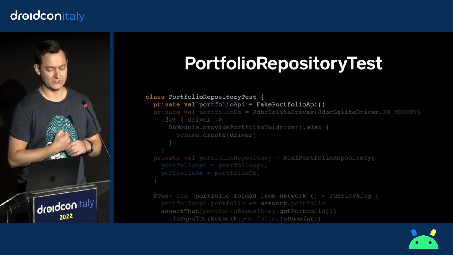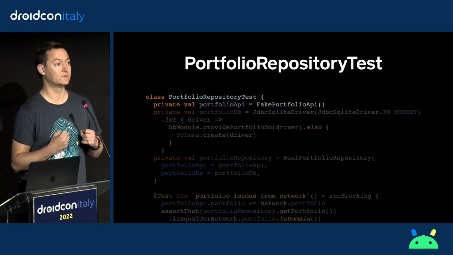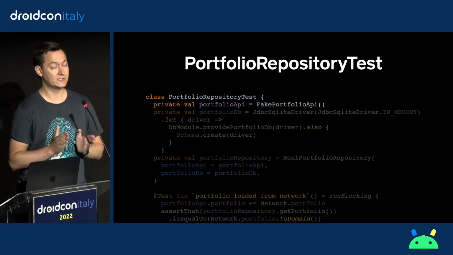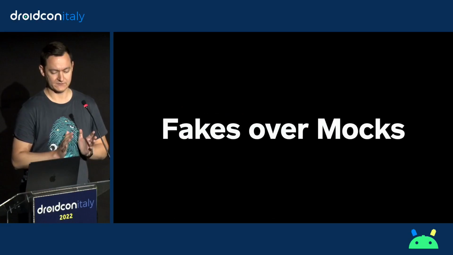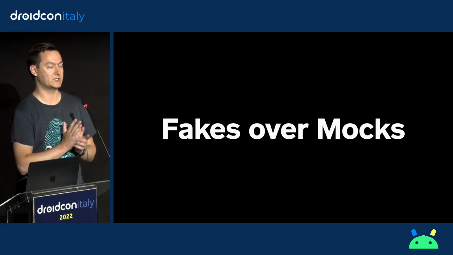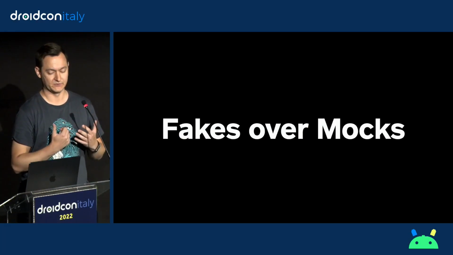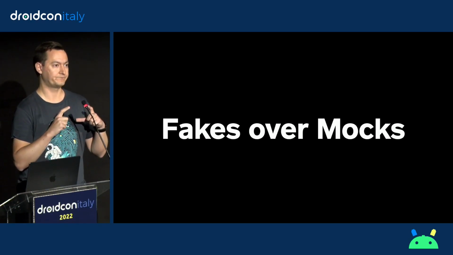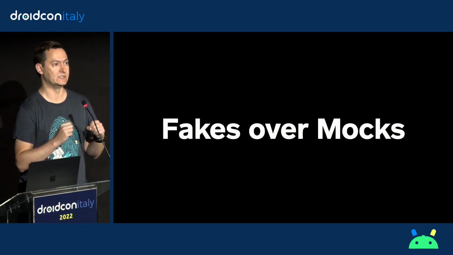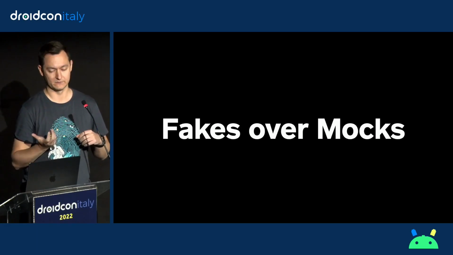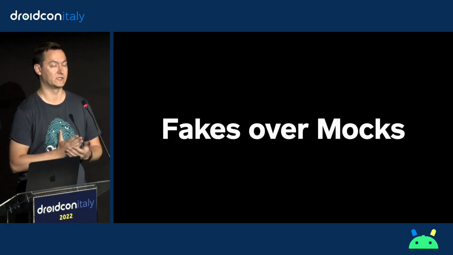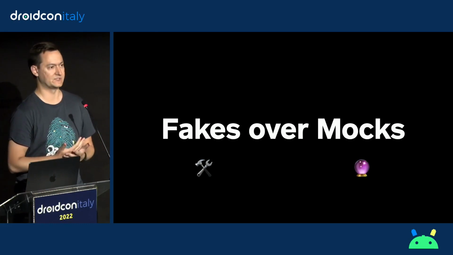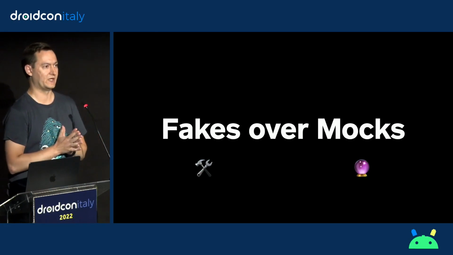So the first thing we're going to do is create a fake for our portfolio API. And here I'm saying fake because our recommendation at Cash App, and mine personally, is to prefer fakes over mocks. A fake is your own implementation of the API, versus a mock produced by a library like Mockito. Our belief is that fakes are more controlled. There are fewer sources of magic.